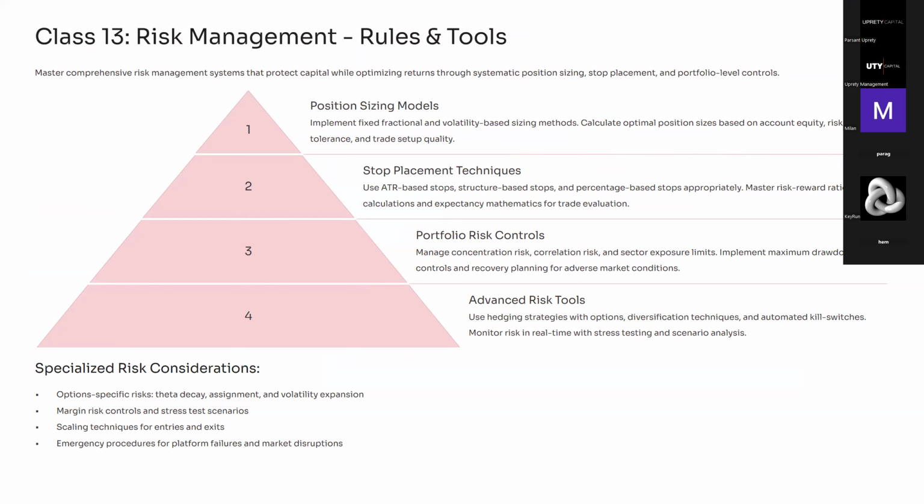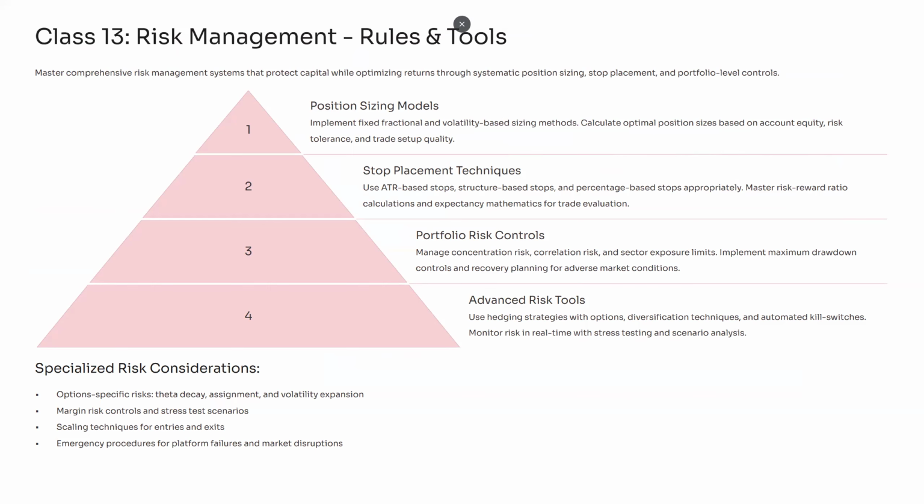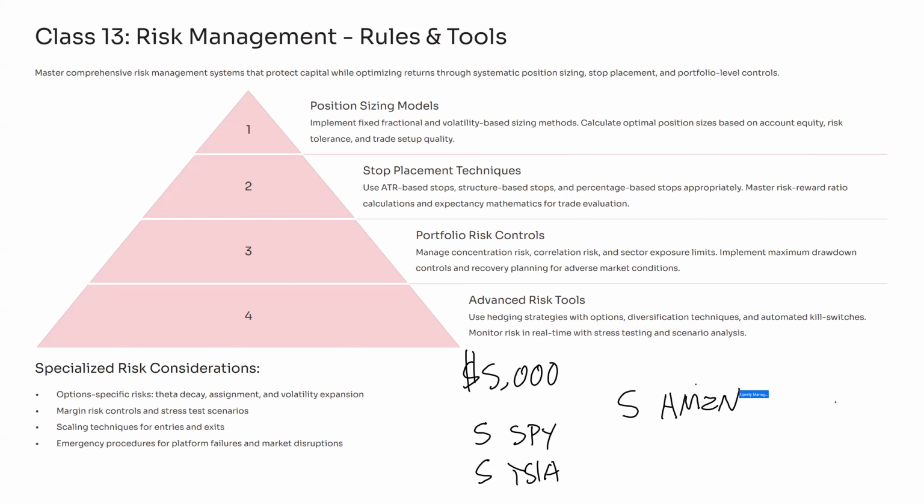Here's the problem with a lot of people's position sizing. Tell me if this sounds like you. You have a $5,000 account, and you're trading 5 contracts of SPY, 5 contracts of Tesla, and 5 contracts of Amazon. Can someone tell me, is this correct position sizing or not?